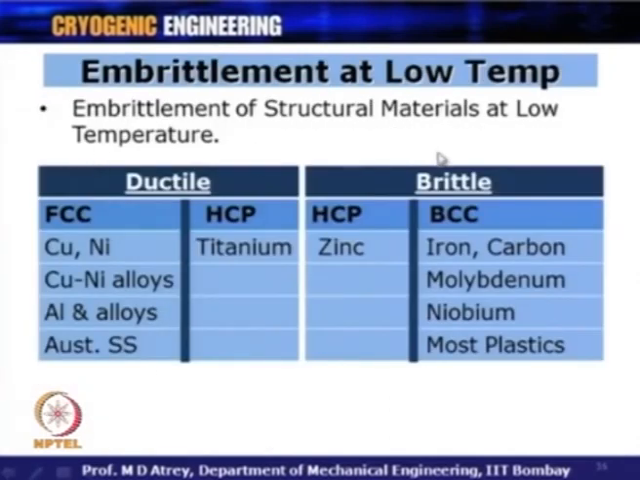In summary, what we can see here is the embrittlement at low temperature for different materials, and under ductile, what you see is that FCC and HCP can be used, while in brittle materials there is also some HCP material and all the BCC material. So, under ductile materials we can use most of the FCC materials, which are copper, nickel alloys, aluminum and alloys, and austenitic stainless steel. The HCP material which we can use as a ductile material is titanium.